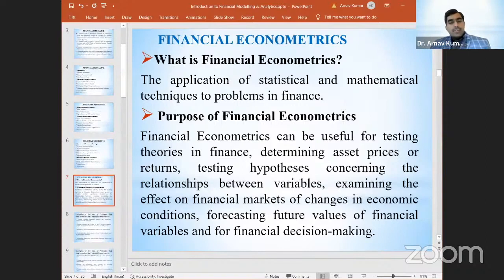So for example, my PhD thesis was on macroeconomic variables and their impact on stock market. There are many macroeconomic variables: inflation, interest rate, GDP, industrial production, oil prices, exchange rate. So how do these variables have an impact on financial markets? That was my thing. So testing relationships, testing theories is the primary purpose. The techniques may be similar, but the primary purpose in financial econometrics is to test theories and relationships, and find out what is there in real life. Forecasting is also there, but that is also a part of it.